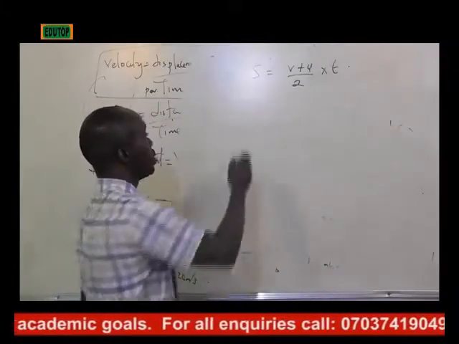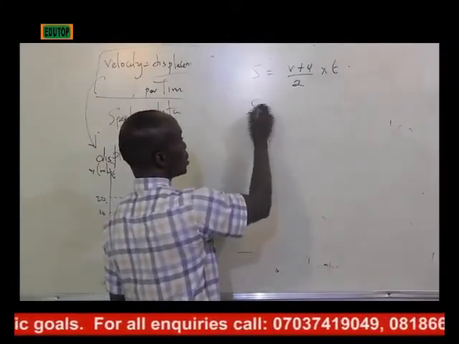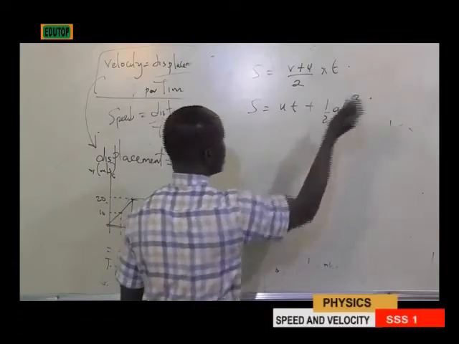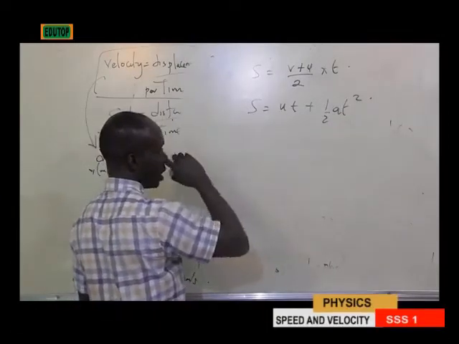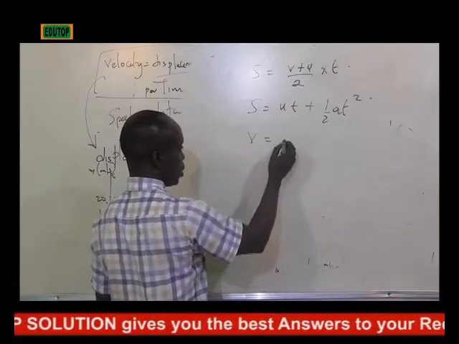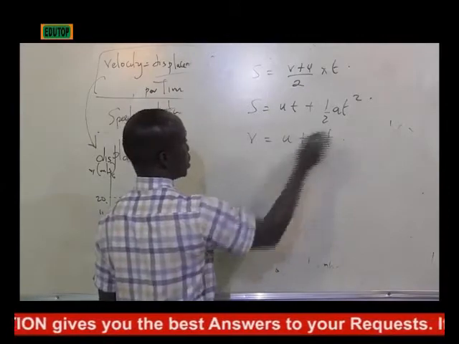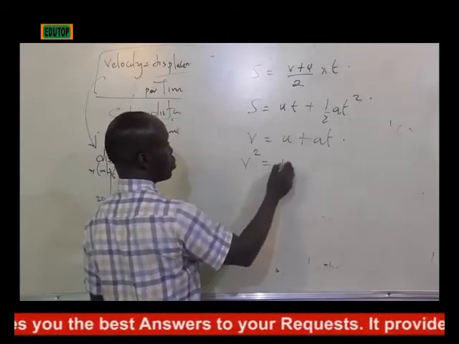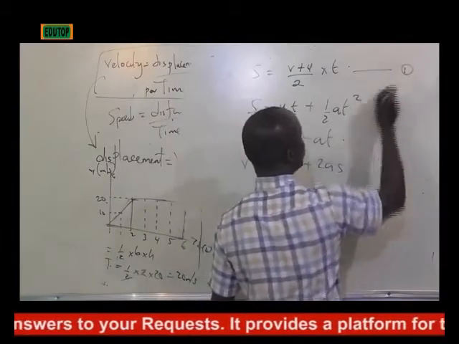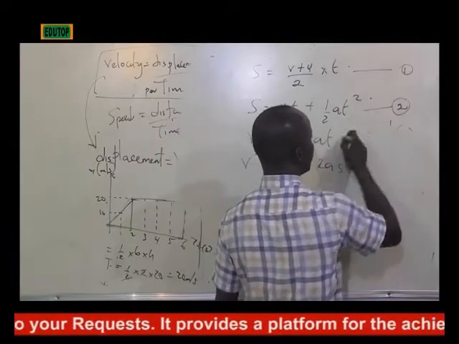The second one is given as what? S, which equals ut plus what? Half at squared. The third one is given as v equals u plus what? At. While the last one is v squared equals u squared plus 2as. These are the four good equations of motion.